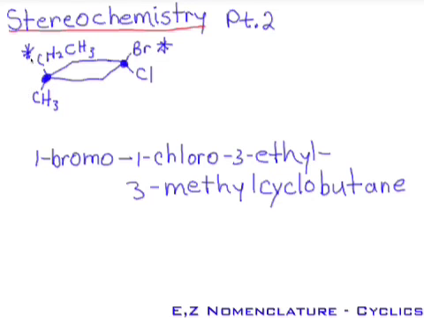And because of that, we see that the two priority groups are above the plane of the ring, that is, they're on the same side. So this gets Z. And so this is Z-1-bromo-1-chloro-3-ethyl-3-methylcyclobutane. Okay, well there you have it. Ring structures can also use the E/Z nomenclature that was covered in the previous podcast, or scribblecast.